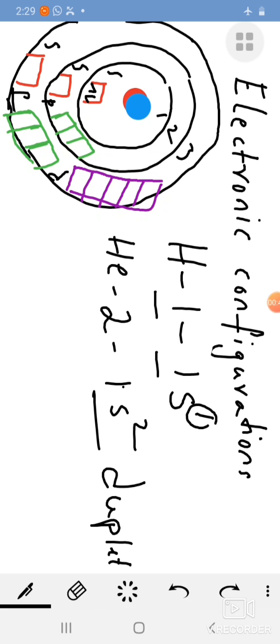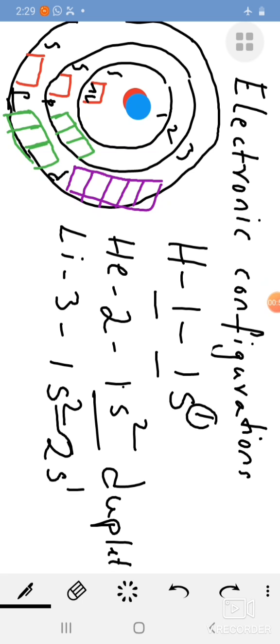After helium, the next element is lithium. Its atomic number is 3 and its electronic configuration is 1s2 2s1. The numerical power is 3 electrons, since the atomic number is 3. So the 2 electrons are filled first, and then the next enters the s orbital of the second energy level.